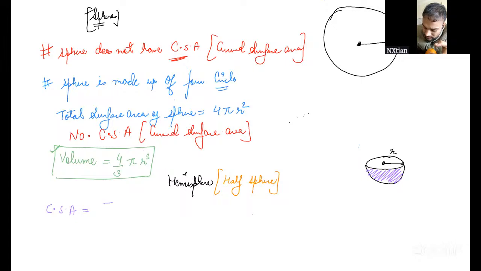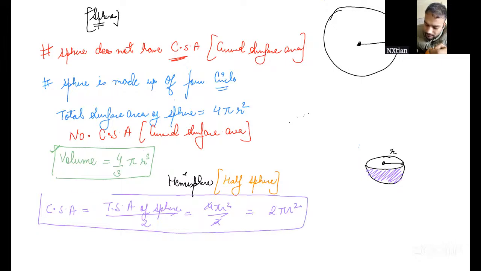TSA of a sphere divided by 2 means 4 pi r square divided by 2. It will become 2 pi r square. This becomes the CSA, because half is there, no? So whatever the TSA of the sphere was, it becomes half of it. Did you understand, guys?